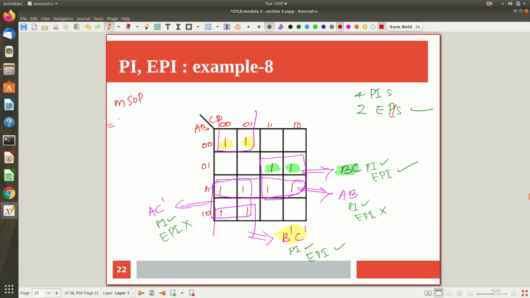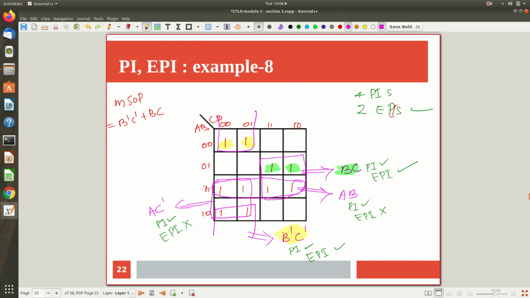So I am getting the essential prime implicants: B dash C dash is one. Now BC is another one. So now the question is, will it cover all the ones? If I am taking B dash C dash, which are all the ones covered? If you want, I will show with the help of the highlighter.